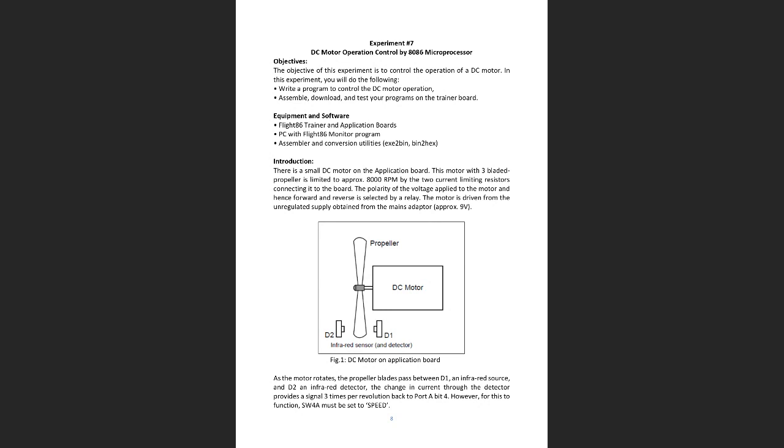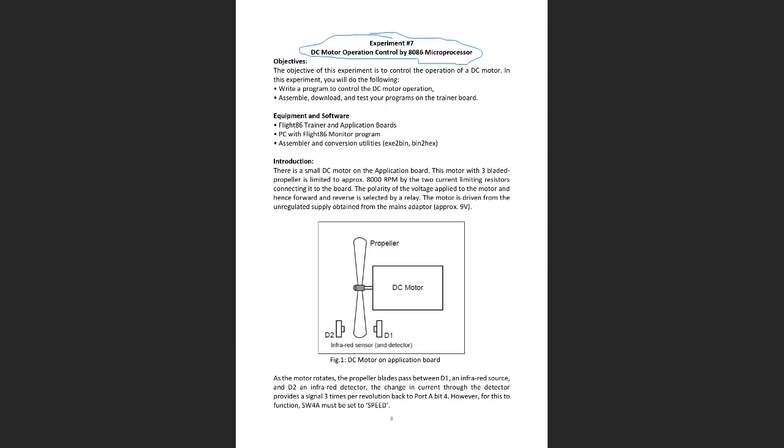Today it's about experiment number 7 according to the lab manual, part 1 and part 2. In part 2, experiment number 7: DC motor operation control by microprocessor.